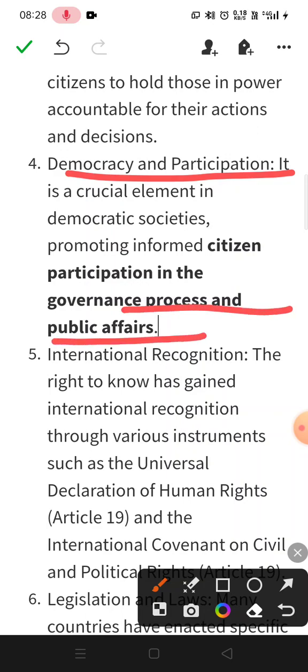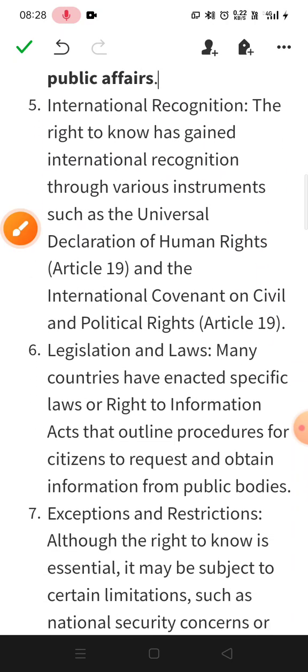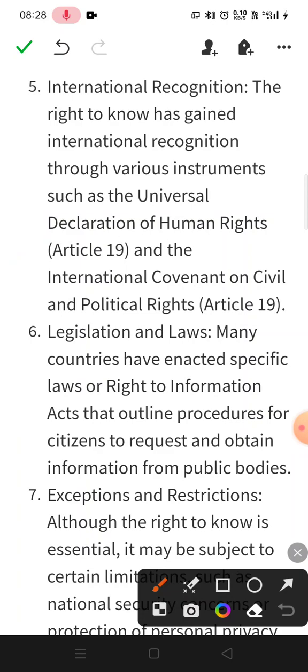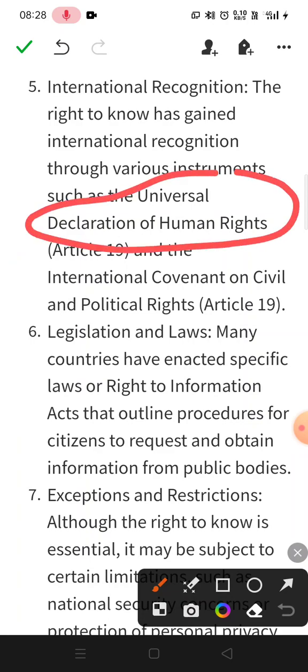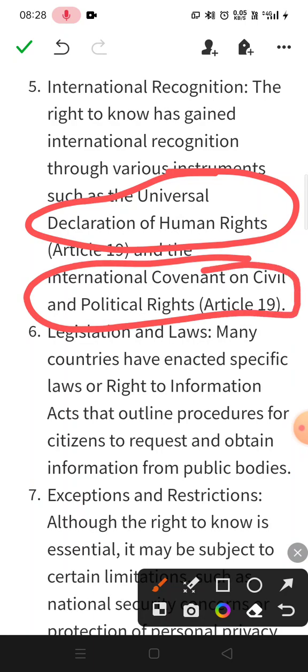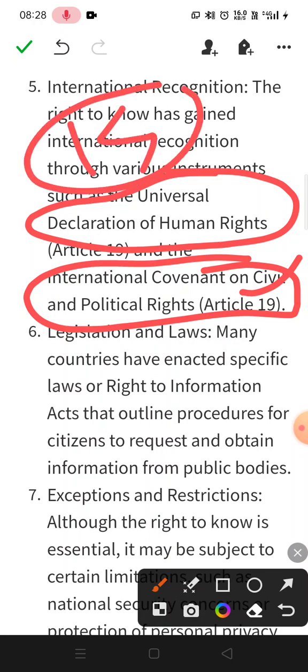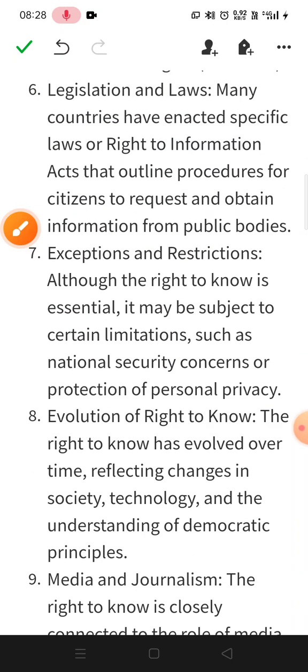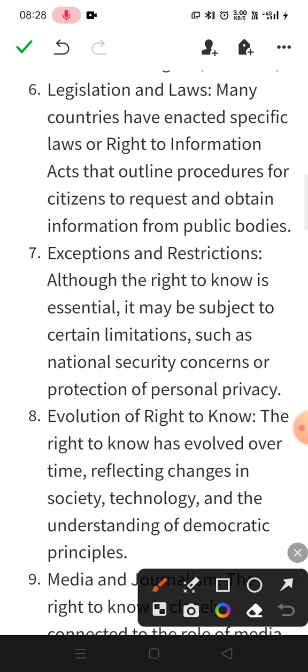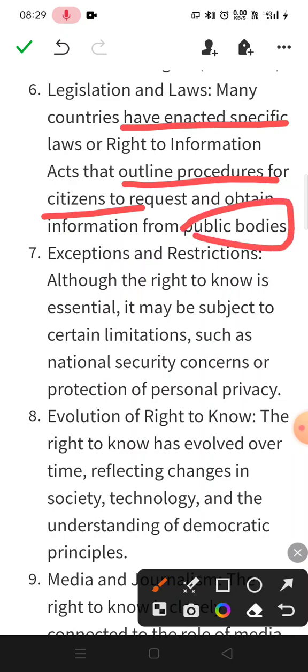International recognition. As I already discussed, this is also one of the core things, because, as I mentioned, the Universal Declaration of Human Rights and the International Covenant on Civil and Political Rights have various articles, out of which Article 19 is very important. Those are the international things, okay. Now legislation and law. Many countries have enacted specific laws and Right to Information Acts that outline the procedure for citizens to request and obtain information from public bodies.